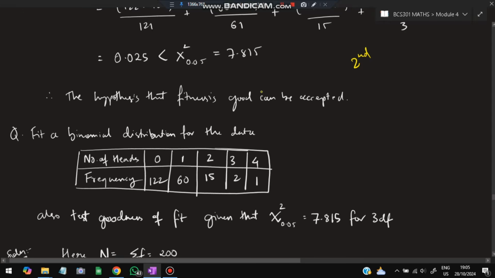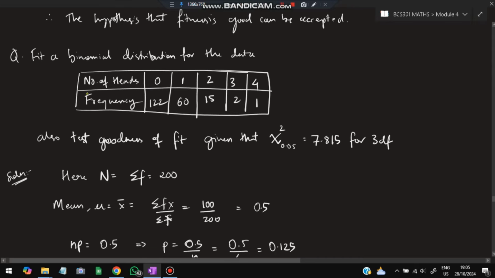The third type which they can ask in the exam is the binomial distribution for the data. Now see, binomial distribution, they'll give you the x values, which is the number of heads here, 0, 1, 2, 3, 4, and the frequency is given. The chi-square value is also given to us. All you have to do is follow the same steps. These values are also the same here. Just we'll try to solve it using binomial distribution.